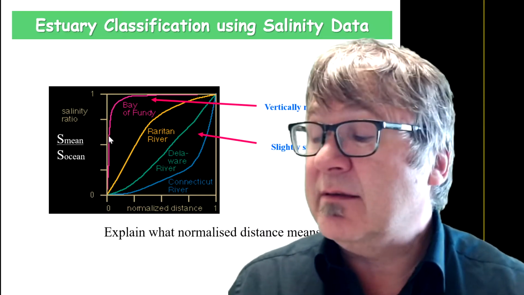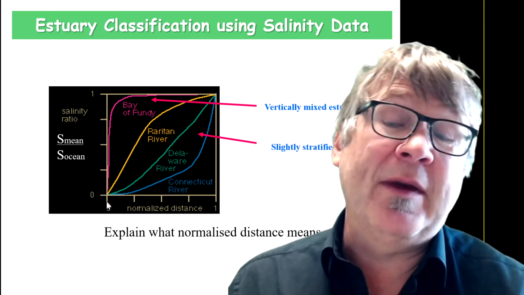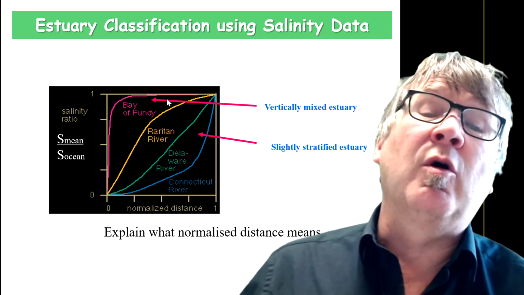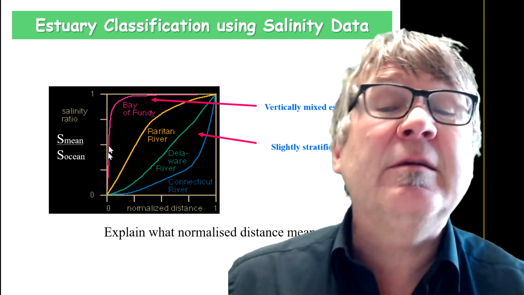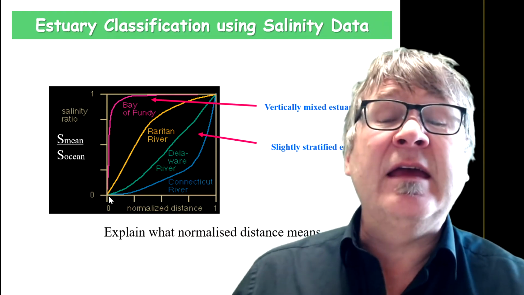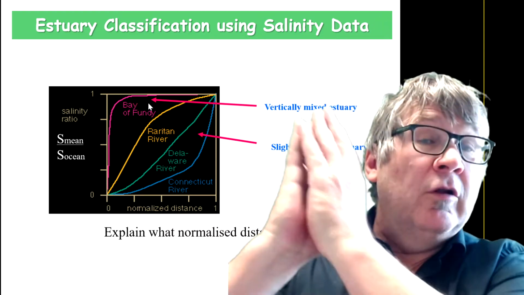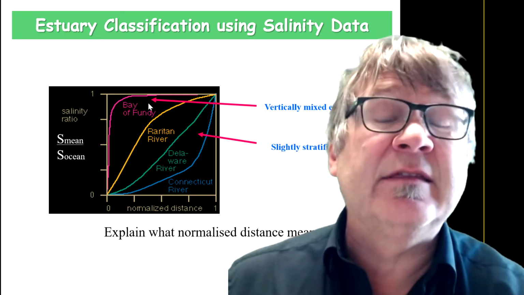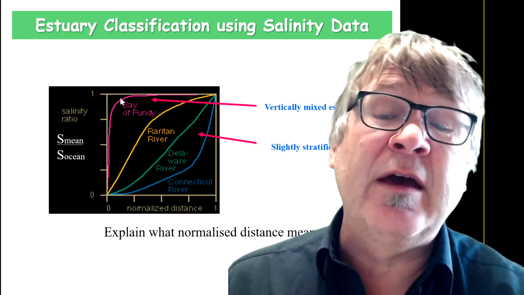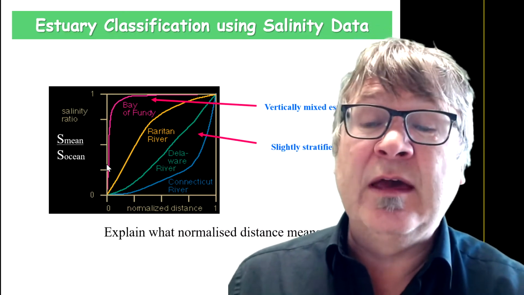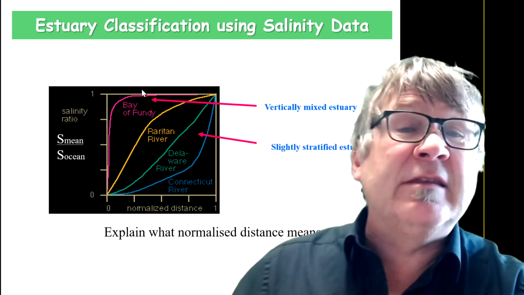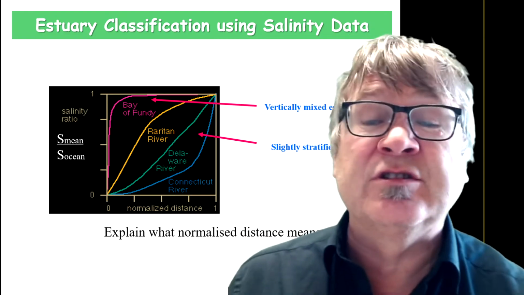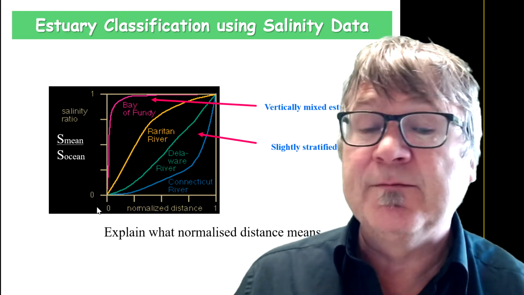Here you get different shapes for the Bay of Fundy. And this is what we call a vertically mixed estuary. Vertically mixed estuaries have seawater over a long distance inside the estuary, and then you have a transition zone, and then you're in a freshwater environment.